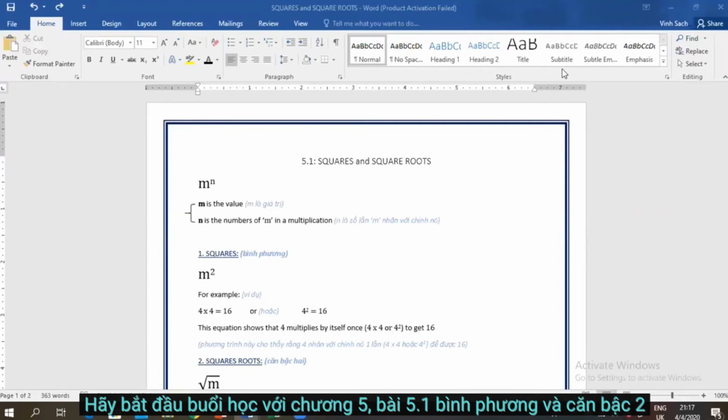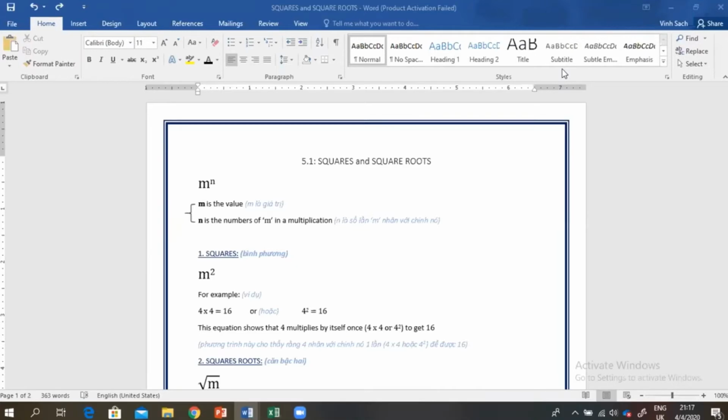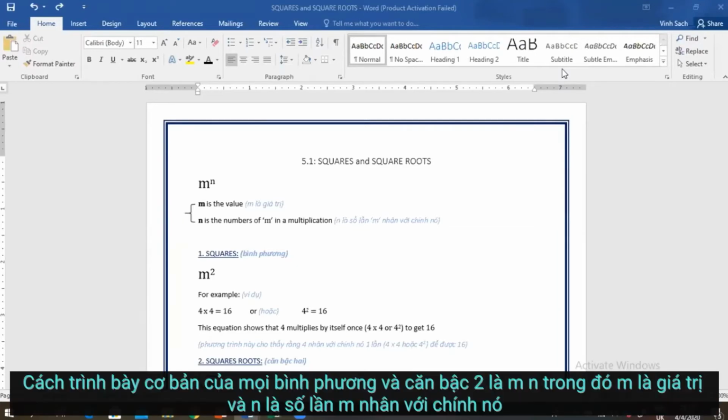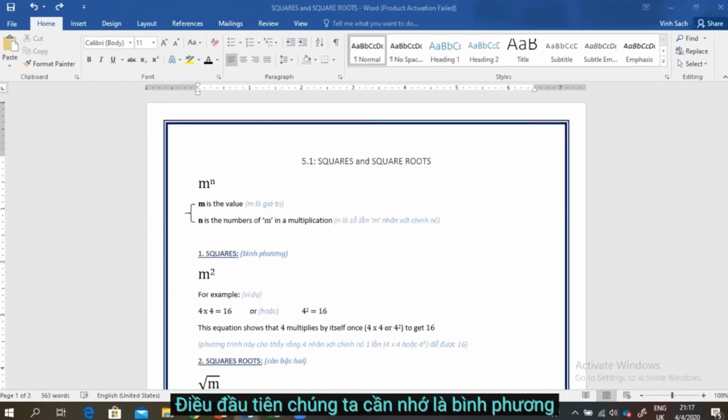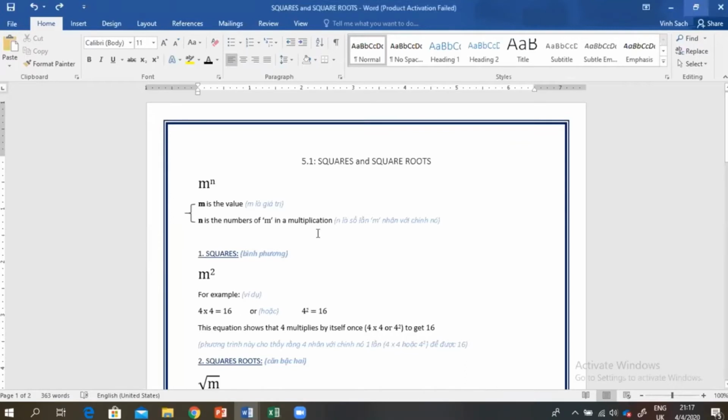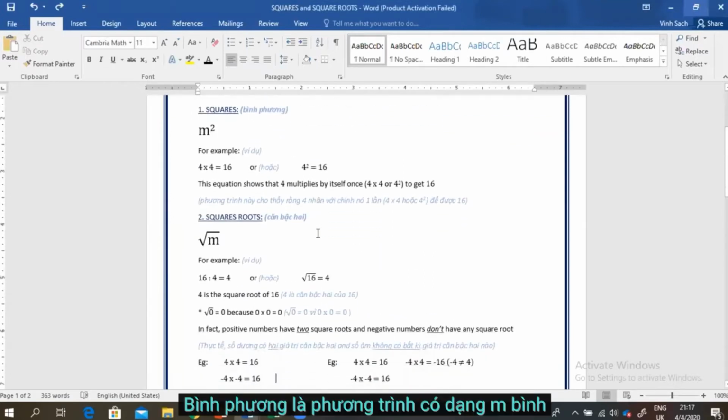Let's start the lesson with chapter 5, 5.1, squares and square roots. The basic expression for all squares and square roots is m to the n, where m is a value and n is the number of m in a multiplication. The first thing we need to remember is squares.